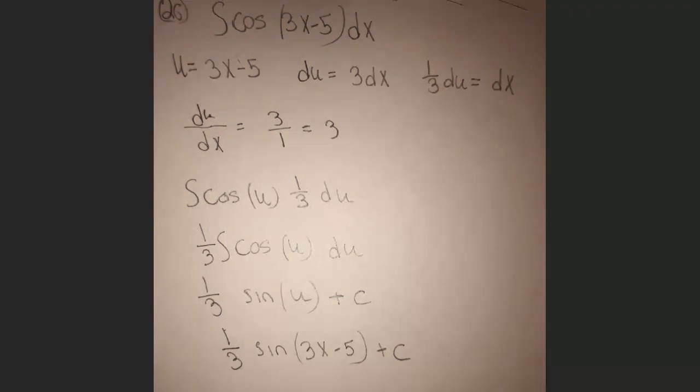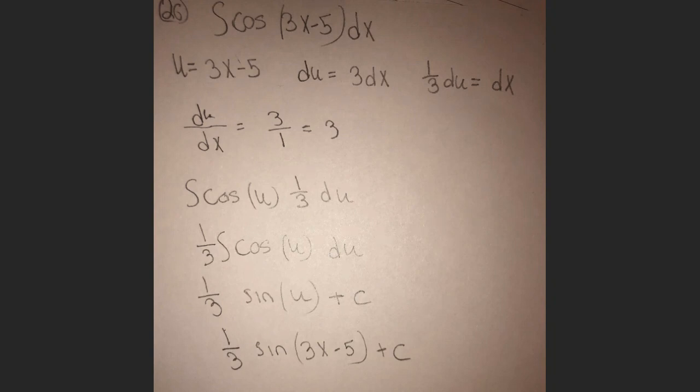And then I rewrote the problem using u and du, where u is 3x minus 5 and du is 3 dx. And the integral of cosine u, 1/3 du. And then since 1/3 is constant, I moved 1/3 out of the integral. So 1/3 the integral of cosine u du.